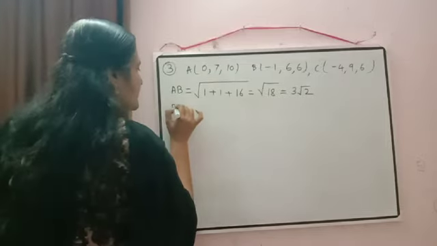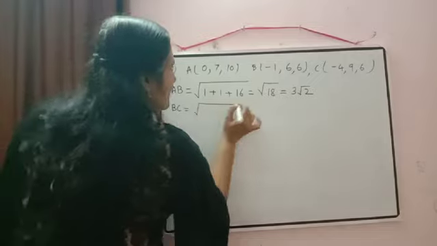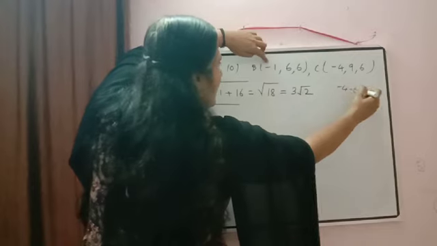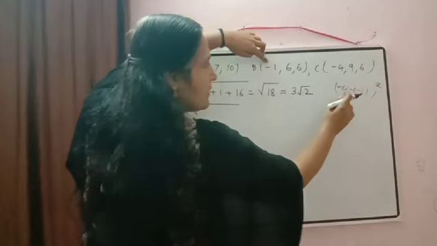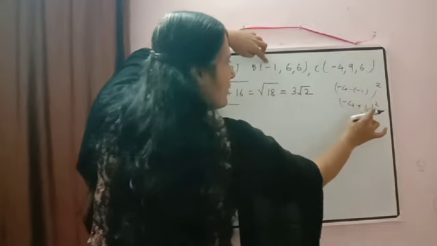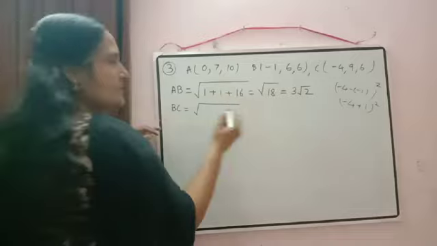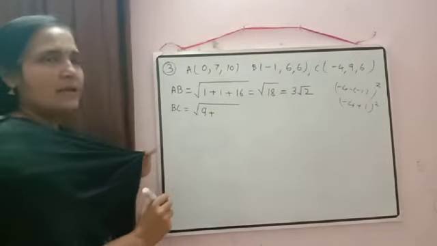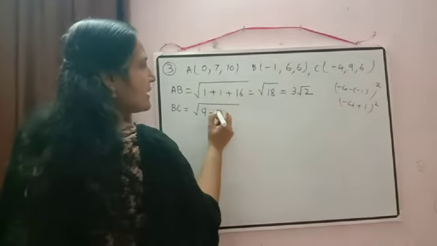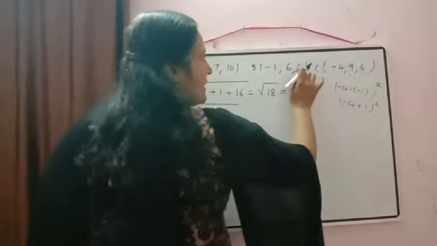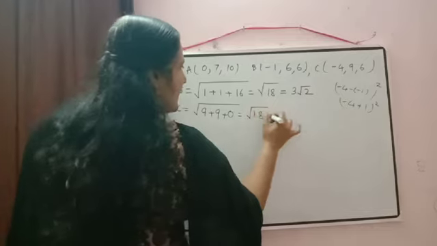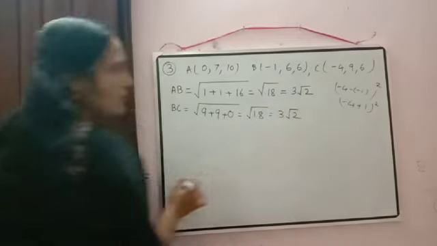Then we will calculate the distance BC. BC is equal to square root of, what will come? Minus 4 minus of minus 1 the whole square. So we will get here minus 4, minus into minus plus, minus 4 plus 1 the whole square. Minus 3 square will be equal to 9. Then 9 minus 6, 3. 3 square is 9. Plus 6 minus 6, 0. 0 square is 0 only. So again we are getting here root 18, which is equal to 3 root 2.